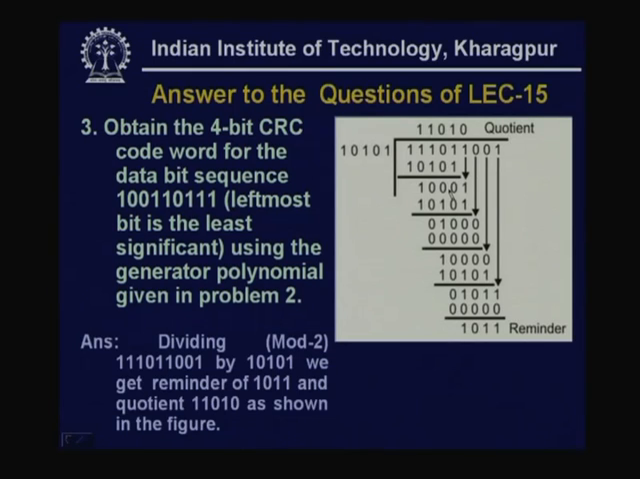This is the question number 3. Obtain the 4-bit CRC code word for the data bit sequence 100110111 using the generator polynomial given in the problem 2. Here the sequence is given, and I have already explained how this number is divided by modulo 2 arithmetic. As you can see, first quotient is 1, second quotient is also 1, then exclusive OR is performed bit by bit, third quotient is 0. So, 0, 0, 0, so it becomes same. So, in this way we get 1011 as the remainder, which is used as CRC, and this is the quotient.